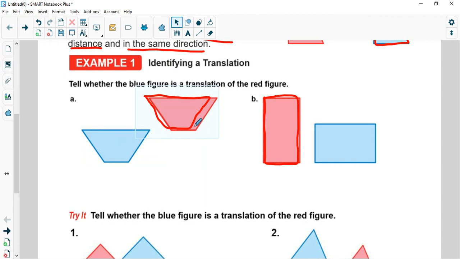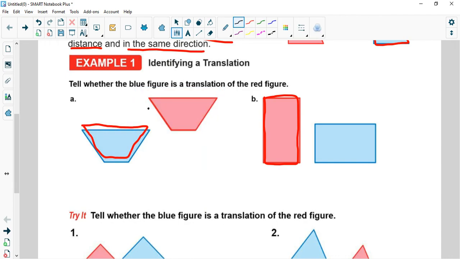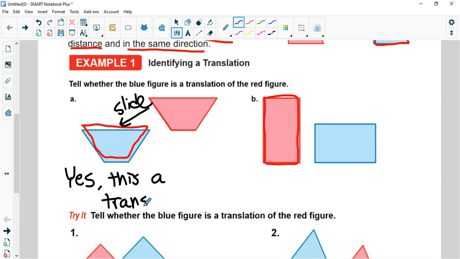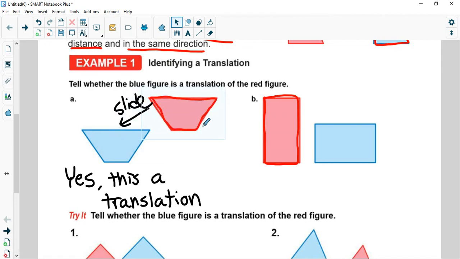This means to go from red to blue, all you have to do is slide. Therefore, yes, this is a translation. All I had to do was take the original and slide it over to the new one.